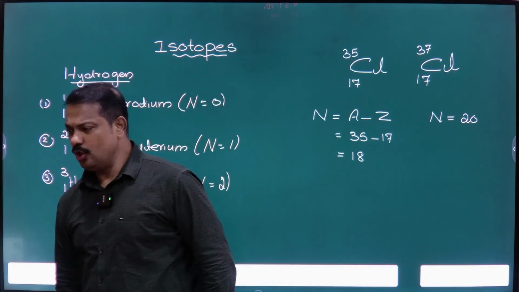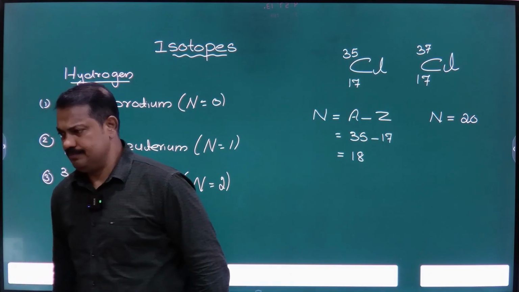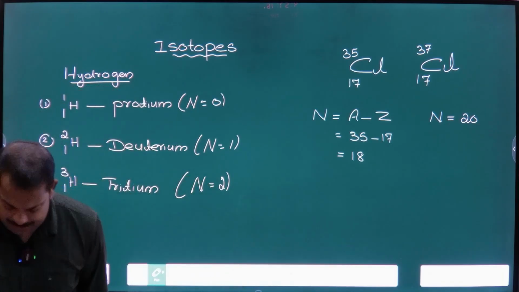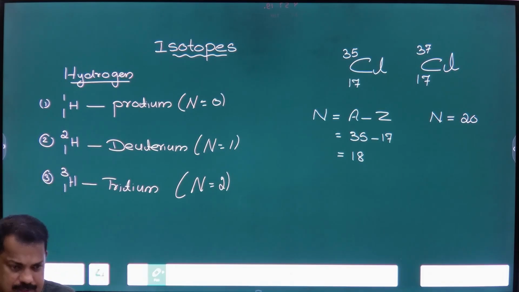The different isotopes of chlorine are: first one, 17Cl35; second, 17Cl37. Very good.